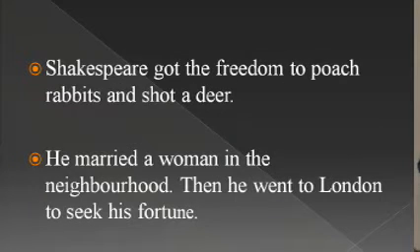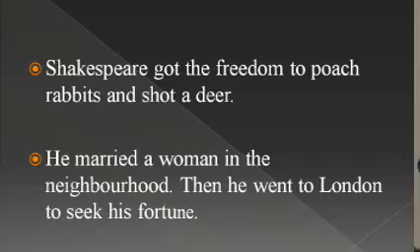Shakespeare got the freedom to poach rabbits and shoot a deer. He married a woman in the neighborhood. Then he went to London to seek his fortune. So we can see that Shakespeare got the education. He had the freedom to poach rabbits and shoot a deer. What is the meaning of poach? Poach means cook without its shell in boiling water.